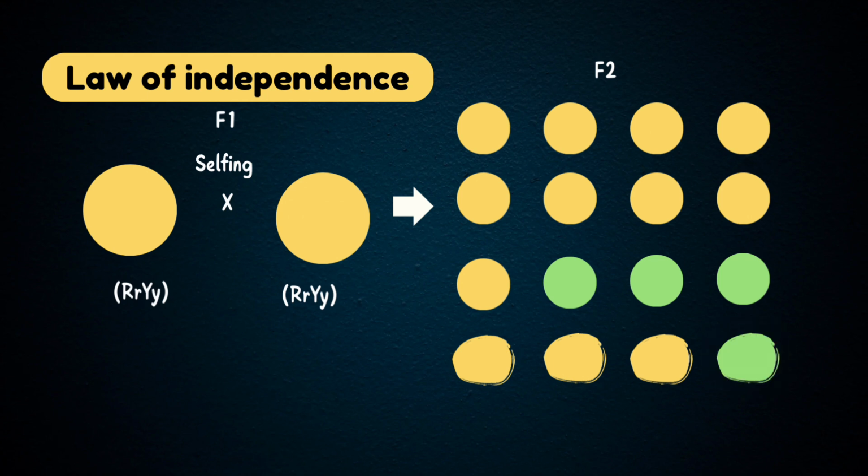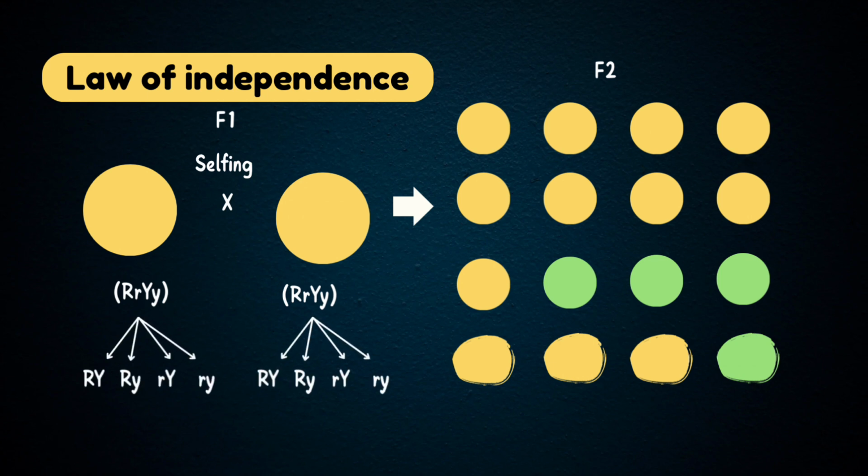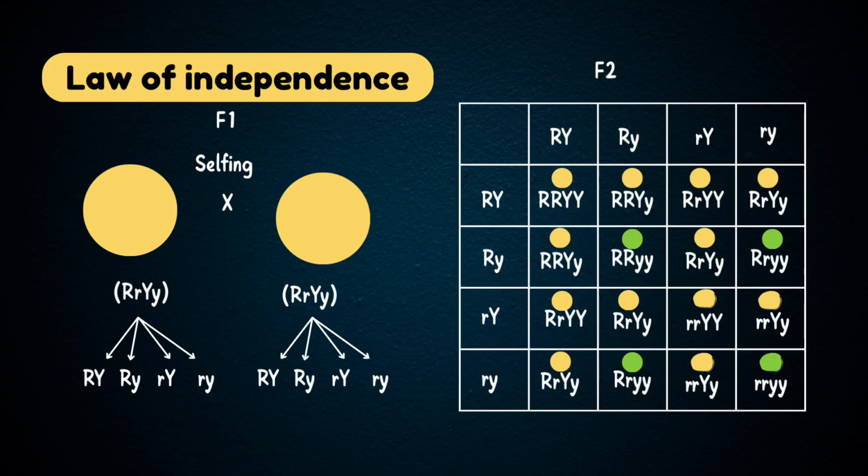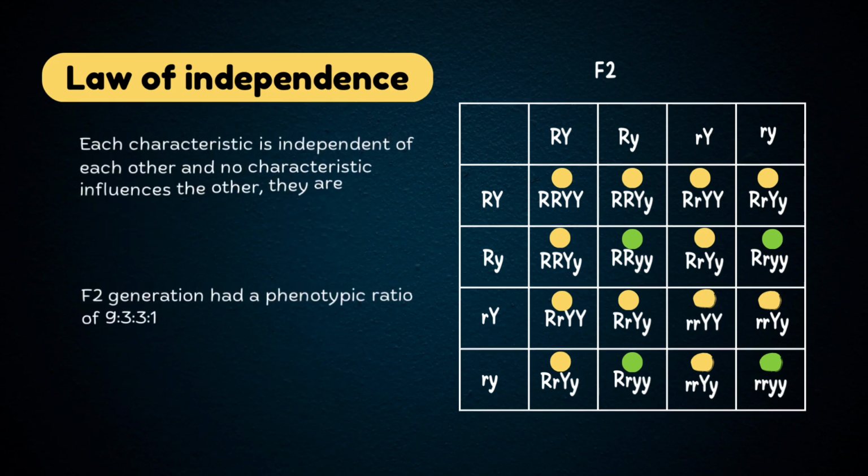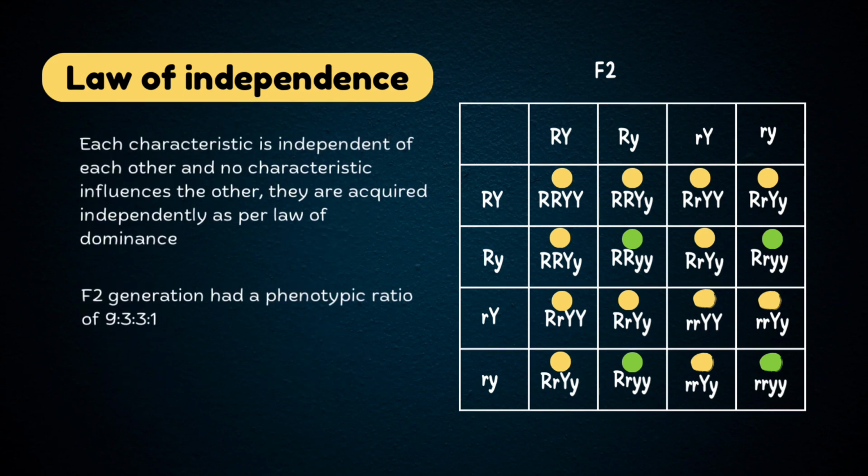He first derived the gametes of the F1 generation, which would be as such, where each trait is taken independent of each other. That is, the shape of the seed does not influence the color of the seed. Hence, each gamete independently acquired both the traits, which merged to give rise to the F2 generation. This gave the law of independent assortment, where each characteristic is independent of each other and no characteristic influences the other, and they are acquired independently as per the law of dominance. The F2 generation in 2 traits had a phenotypic ratio of 9 is to 3 is to 3 is to 1.